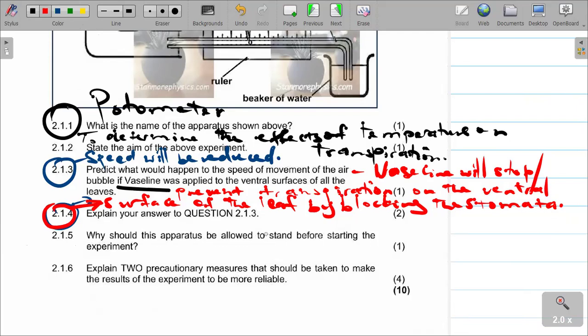Next: why should the apparatus be allowed to stand before starting the experiment? This enables transpiration to start. We do that to allow transpiration to start. That can also be the reason: to allow the leaf to get used to the environment or temperature.